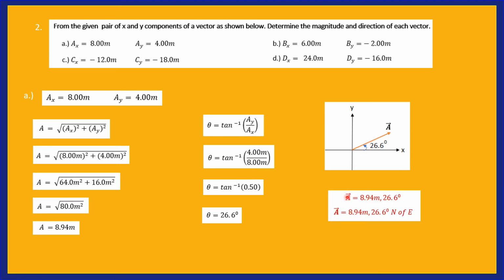So therefore we can write A equals 8.94 meters, that's the magnitude, then comma, we have a direction of 26.6 degrees, meaning this is measured from the positive x-axis. Or in terms of the directions north, east, south, west, we can write 8.94 meters, comma, 26.6 degrees north of east. So this angle is measured from east going north.